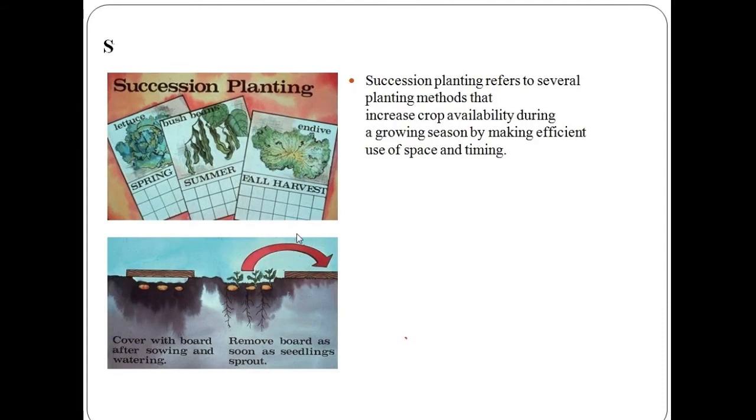Succession planting means growing different crops in the same space, one right after the other, in the same season, or planting the same crop in different parts of the garden in succession at different times. For example, a row of carrots is planted in early spring. After the carrots are harvested in early summer, the vacated row is replanted with snap beans for harvest in early fall. The two crops are grown on the same ground. Thus, succession planting refers to several planting methods that increase crop availability during a growing season by making efficient use of space and timing.